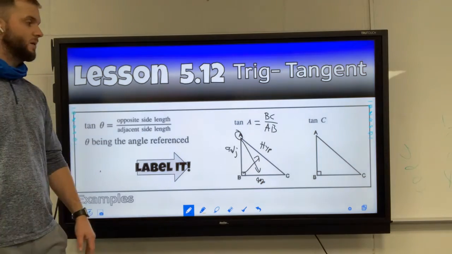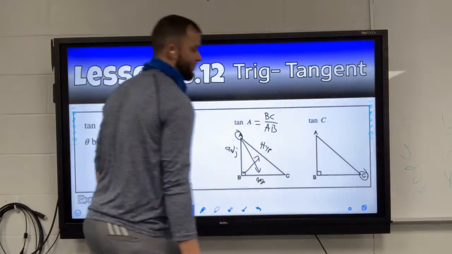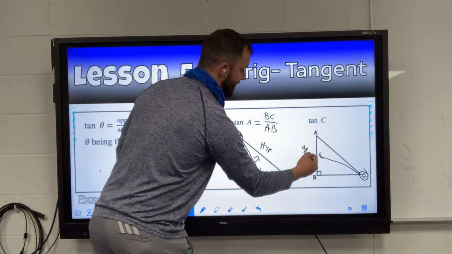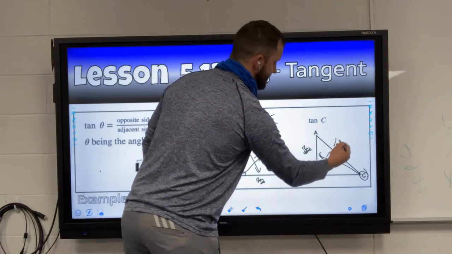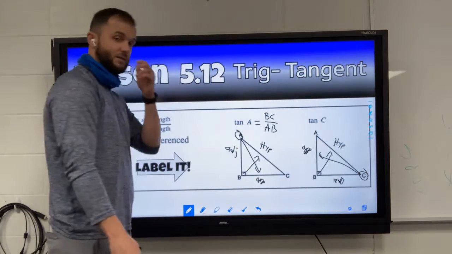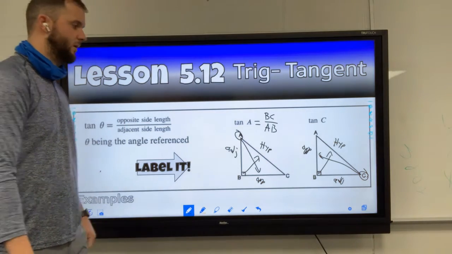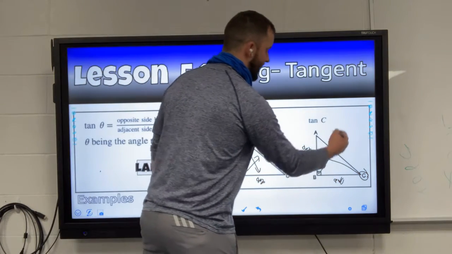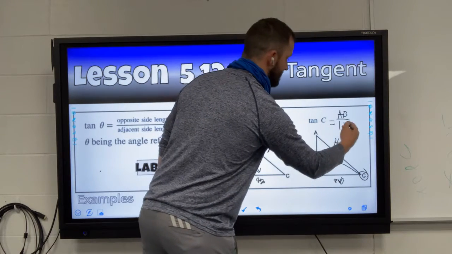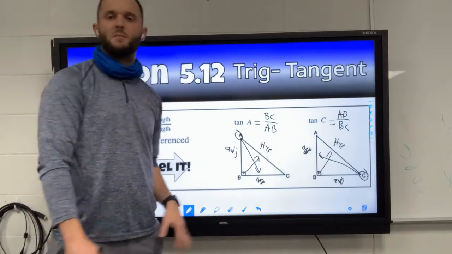Now the next one, we're going to be looking at the tangent of C. That means I'm looking at everything from angle C. So I'm going to go ahead and label it. This is my opposite side. Opposite the 90 is always my hypotenuse. And the third side is going to be my adjacent side. Tangent is opposite over adjacent, so the opposite side is AB, and the adjacent side is BC. So basically, this flipped the other way. Ladies and gentlemen, that's your ratio.